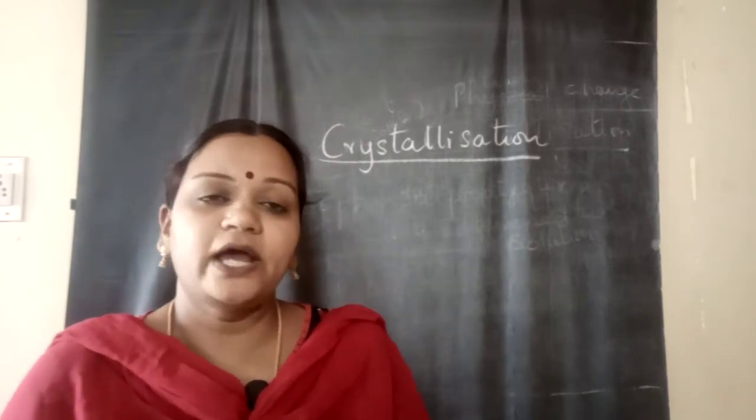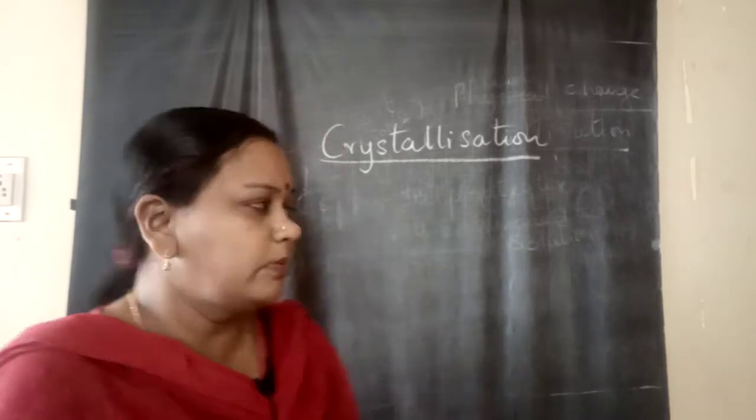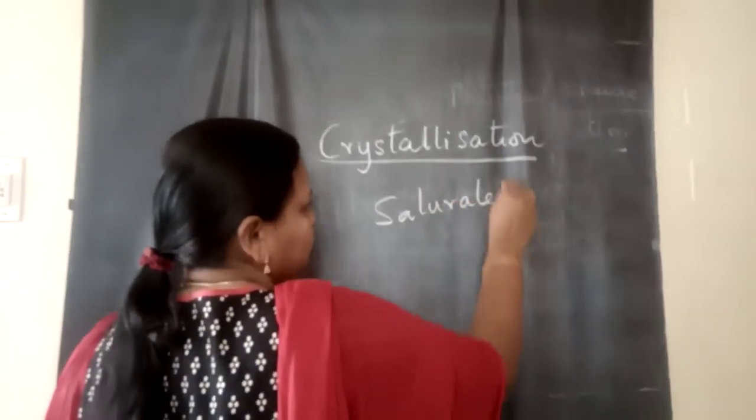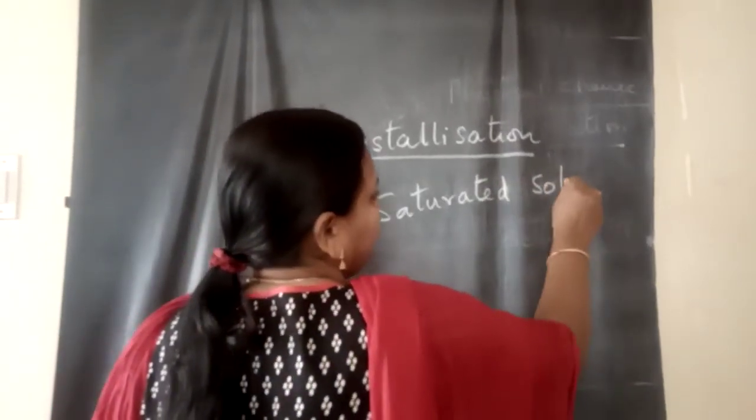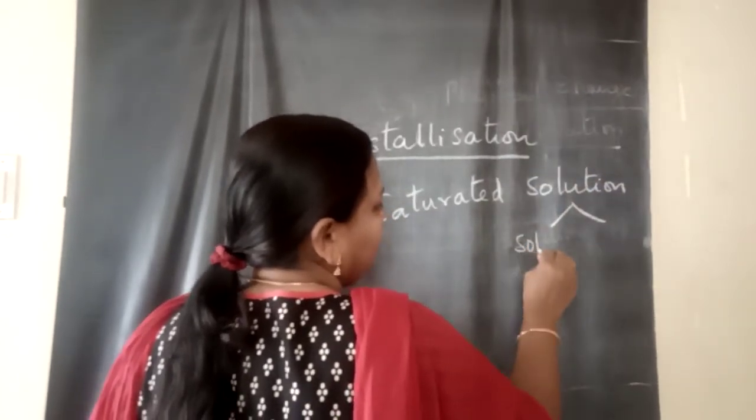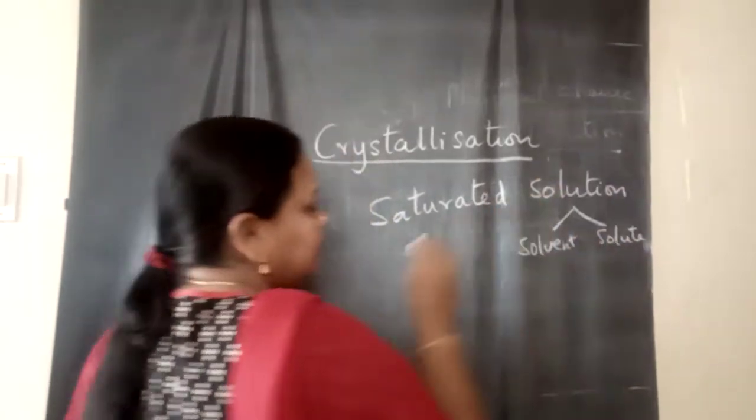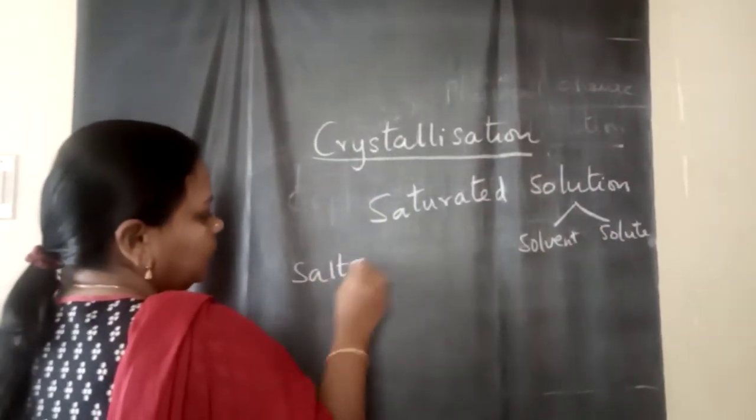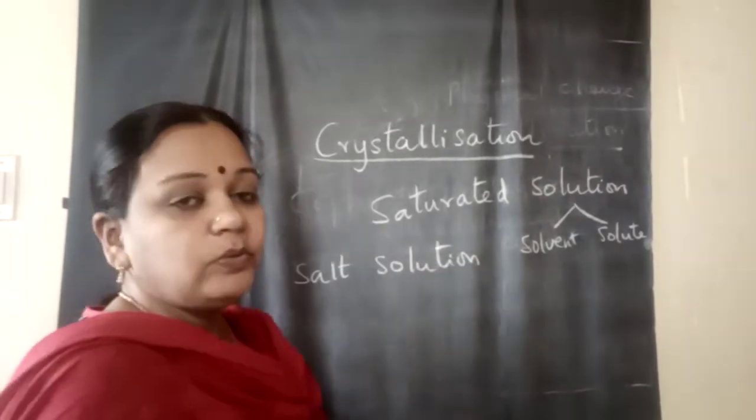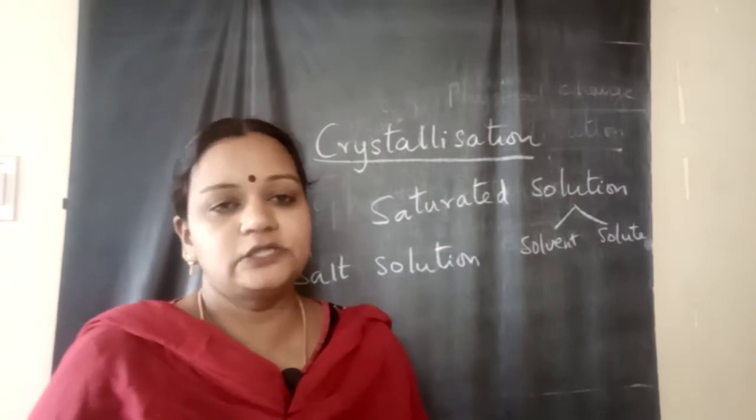One of the activities you might have done is the preparation of a saturated solution. Do you remember preparing a saturated solution? Yes, children, you might have prepared one. You know that a solution has a solvent and a solute. Now our aim is to prepare a salt solution, and from this we want the crystals of salt. We are going to prepare the crystals of salt.